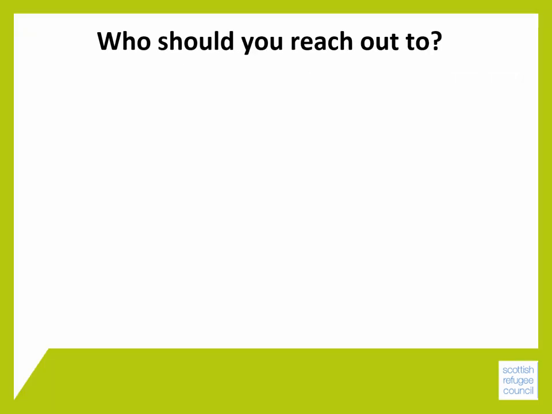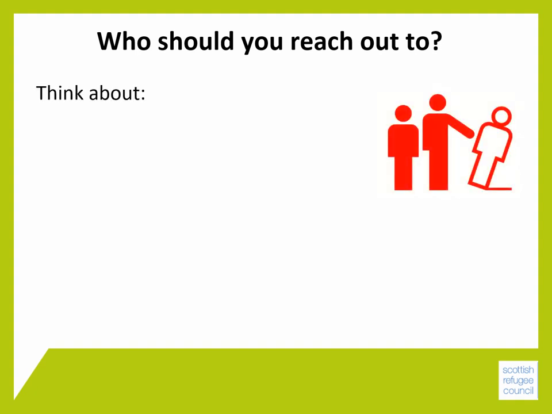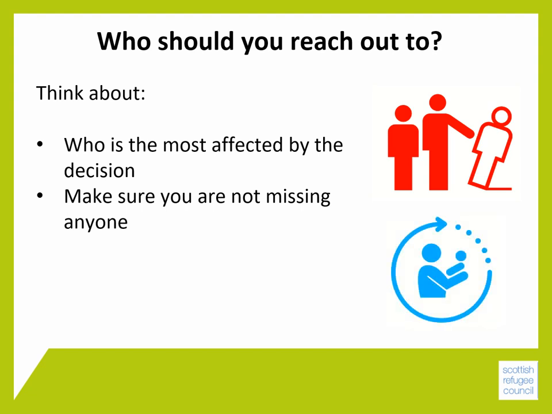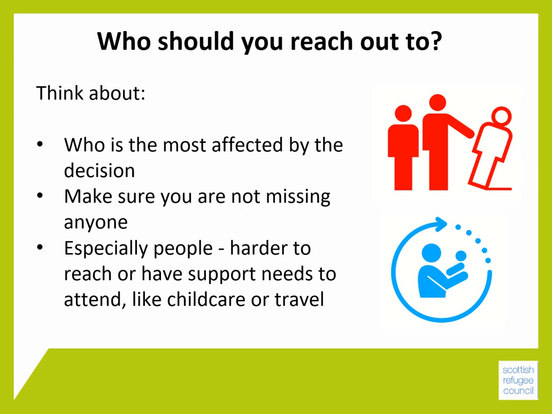It's often the case that you can't invite everyone to your discussions, so it's important to think who you should actively reach out to. So think about who are the most affected people in terms of the decision. Can you make sure that you're not missing anyone out? Especially those who are harder to reach or who might have support needs to attend and may need help with childcare or the cost of travelling.